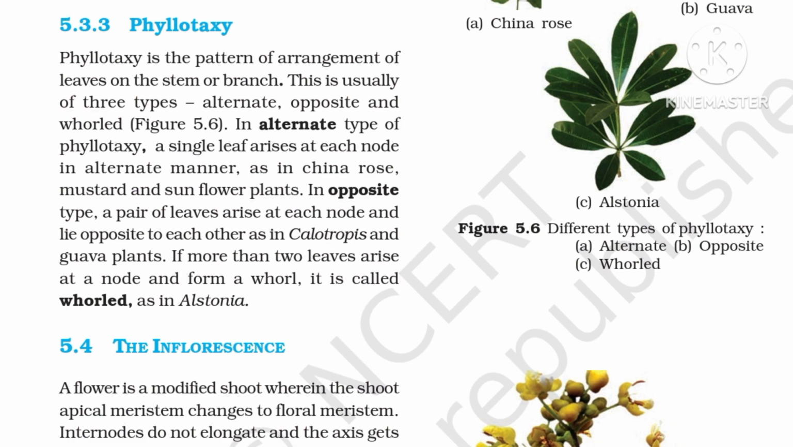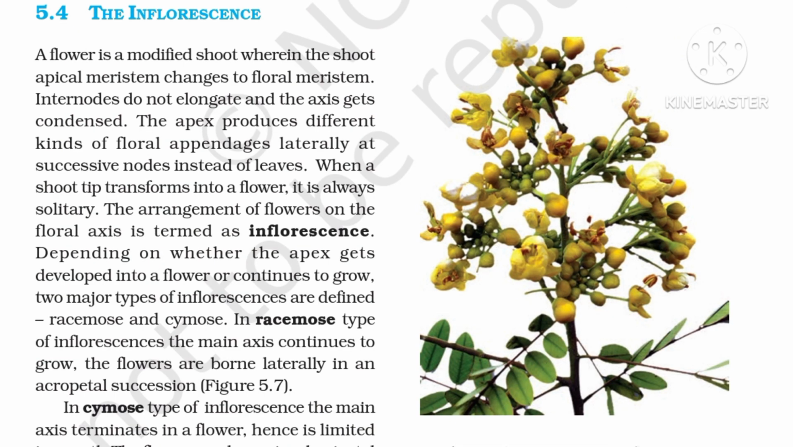The inflorescence. A flower is a modified shoot wherein the shoot apical meristem changes to floral meristem. Internodes do not elongate and the axis gets condensed. The apex produces different kinds of floral appendages laterally at successive nodes instead of leaves. When a shoot tip transforms into a flower, it is always solitary. The arrangement of flowers on the floral axis is termed inflorescence.